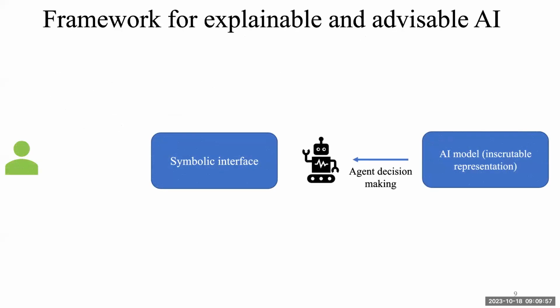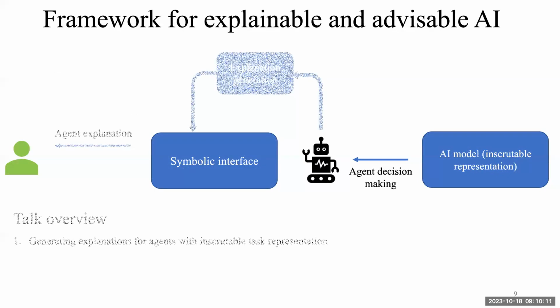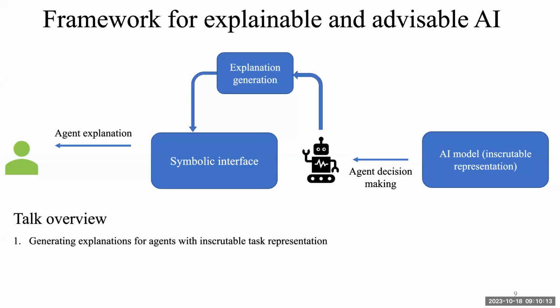With that being said, in this proposal, we are giving this framework for explainable and advisable AI. What's common in this framework is that we have a symbolic interface, whereas the agent's own representation of the task is inscrutable. And we have particularly three components in this interface, which I'll talk about one by one in this talk. The first component is the explanation generation part. Particularly, this will generate symbolic explanation for the user.